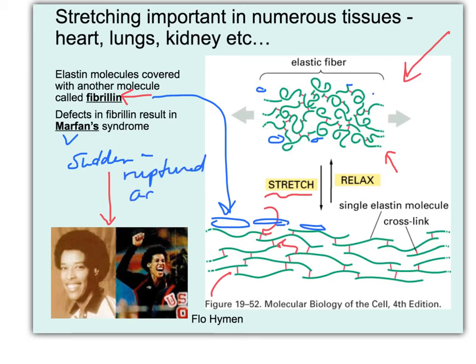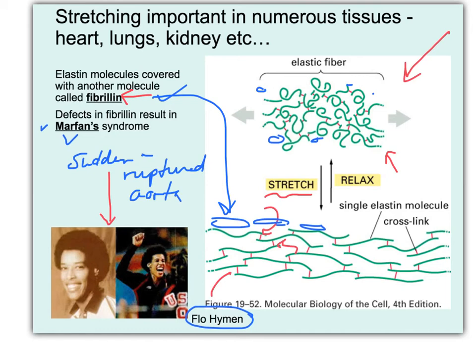Now, what does that have to do with this woman, Flo Hyman? Flo Hyman was an Olympian on the USA volleyball team. I believe she played at UCLA. She was a very, very tall, thin African-American woman. And defects in fibrillin have been associated with the African-American population. And people who have this defect and the particular disease called Marfan syndrome are often tall and skinny with very long fingers. The span of their arms is longer than it should be.